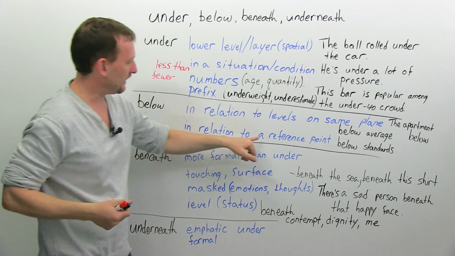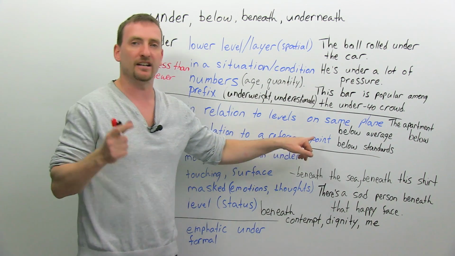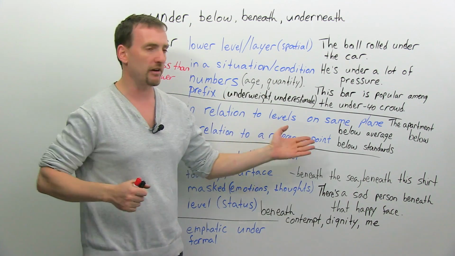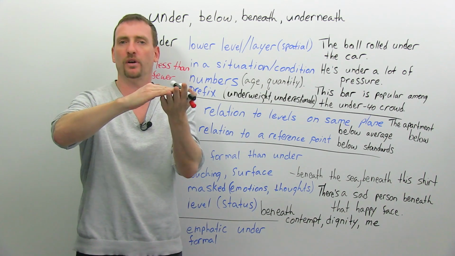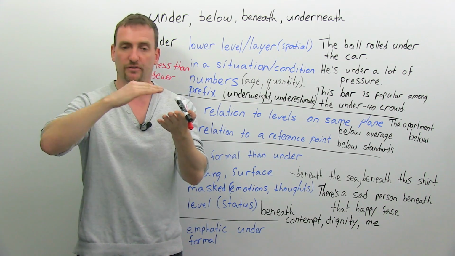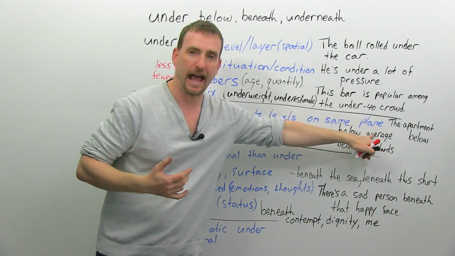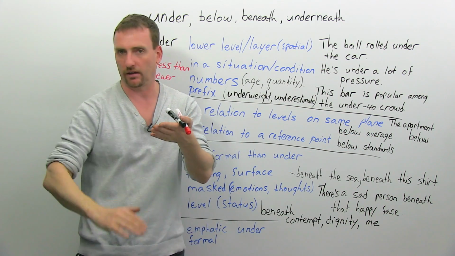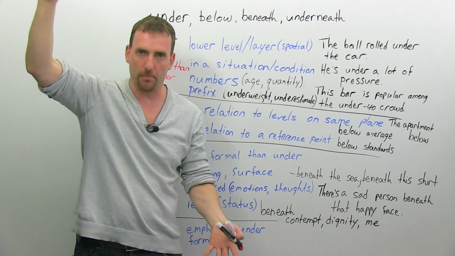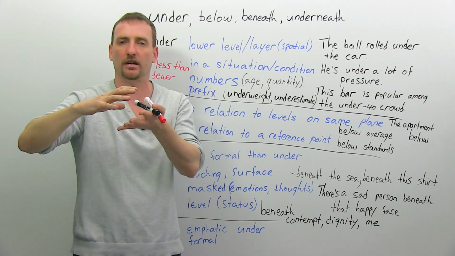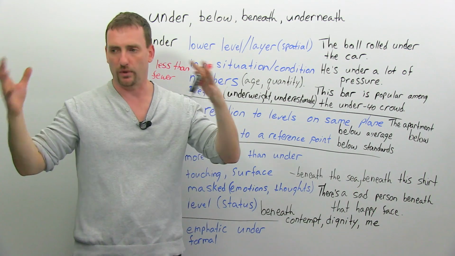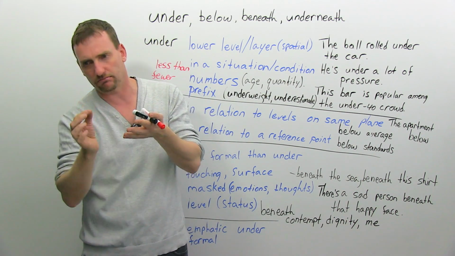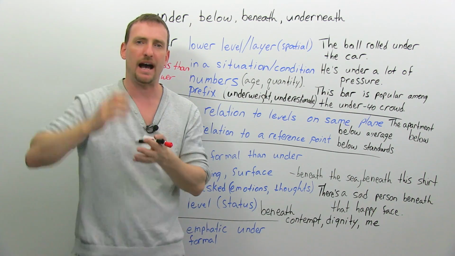We also can use below when we look at a reference point in relation to a reference point. Now, what do I mean by a reference point? It's the point where things get compared to. For example, average. Average is a reference point. It is not the highest. It is not the lowest. It is a combination of all the things on the spectrum or whatever you're comparing. And we take the average spot, which is technically between highest and lowest.